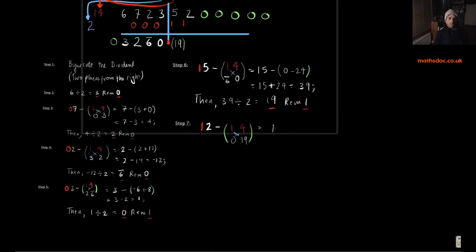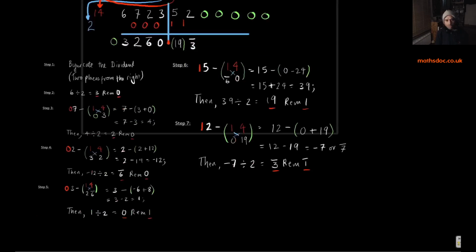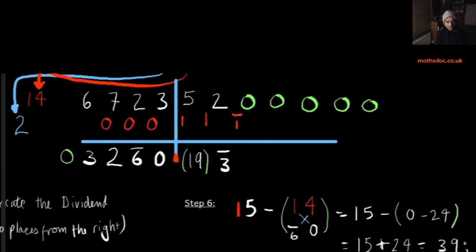12 minus, and in parentheses we have 19 plus 0, 0 plus 19. Well, 12 minus 19 is minus 7, or bar 7, okay? Little bar on the top there, which means it's minus 7. So we need to take within, that's the net dividend, sorry, don't want to confuse you. Minus 7 divided by 2 is minus 3, remainder minus 1. So we put bar 3 in there and prepend the minus 1 to the 0.